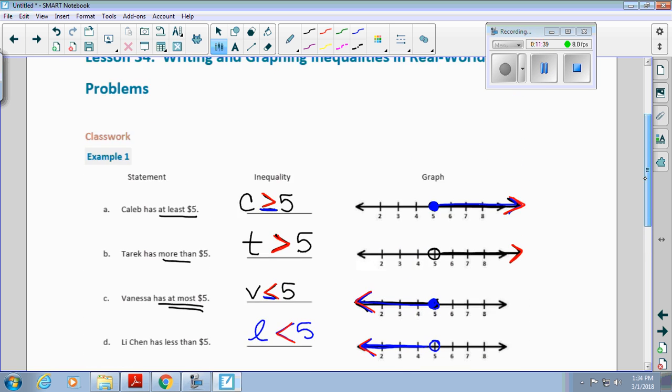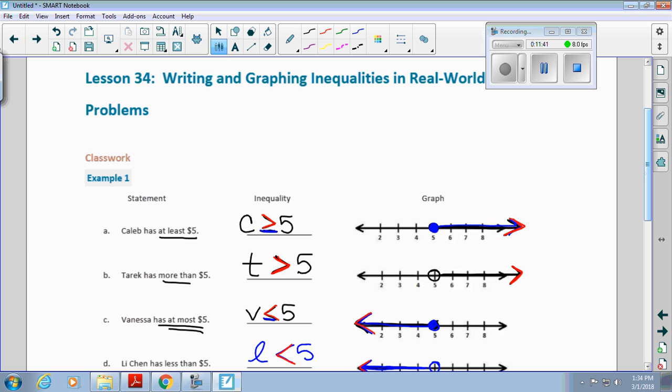The notes that I had the kids take today, that should be in their module, include this. If you see at least, that means it's that amount or greater. So greater than or equal to, you indicate that with a closed circle, and because we're looking for numbers bigger than that amount, it's going to go to the right. Another word for at least you may see is minimum.